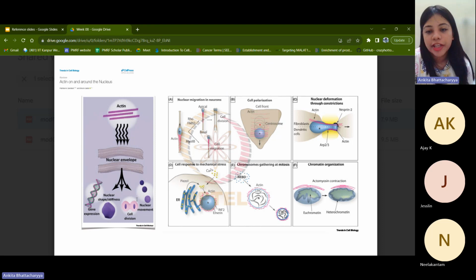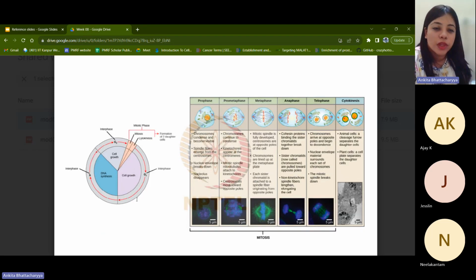Then chromosomes can often gather at one particular point at the time of mitosis, and that is also mediated by actin. And finally, we can also see that there is actomyosin contraction, which can assist the packaging of euchromatin into heterochromatin inside the nucleus of the cell.